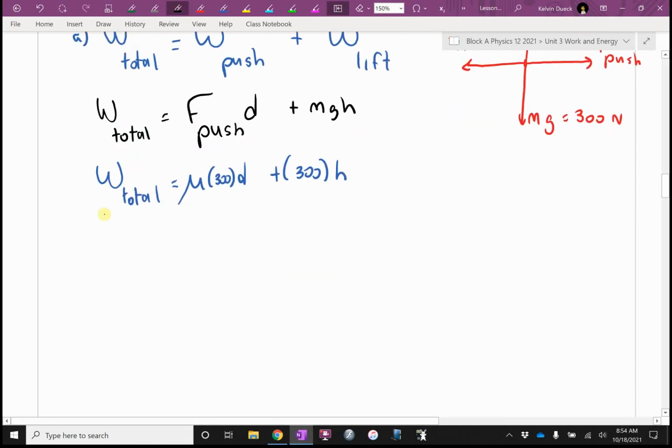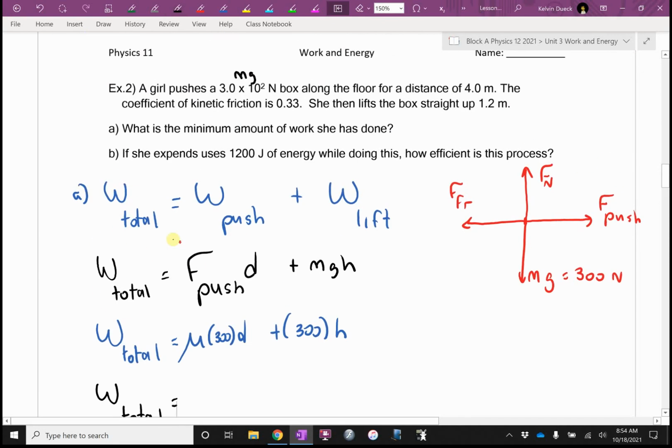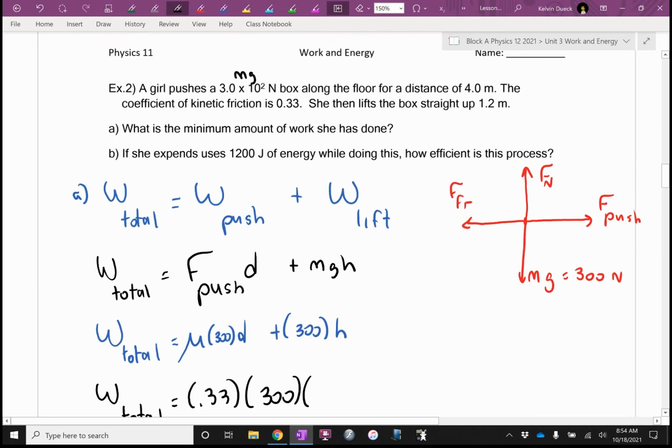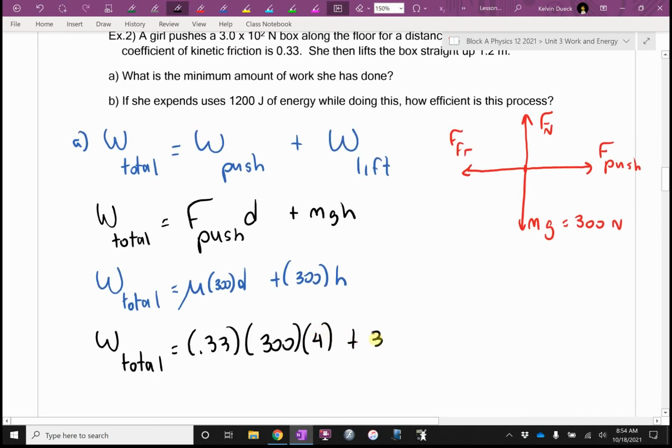Okay. So the total amount of work done is going to be, what's mu? I don't know. What's mu with you? What's mu? 0.33 times 300 times distance up 4 meters plus 300 times 1.2. What do we get? Max, what'd you get? 756 units, Max? Joules. Okay.